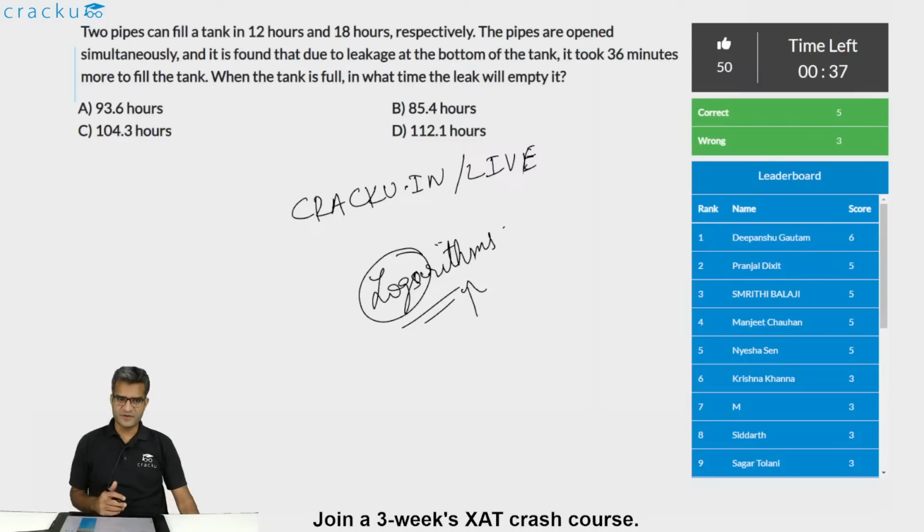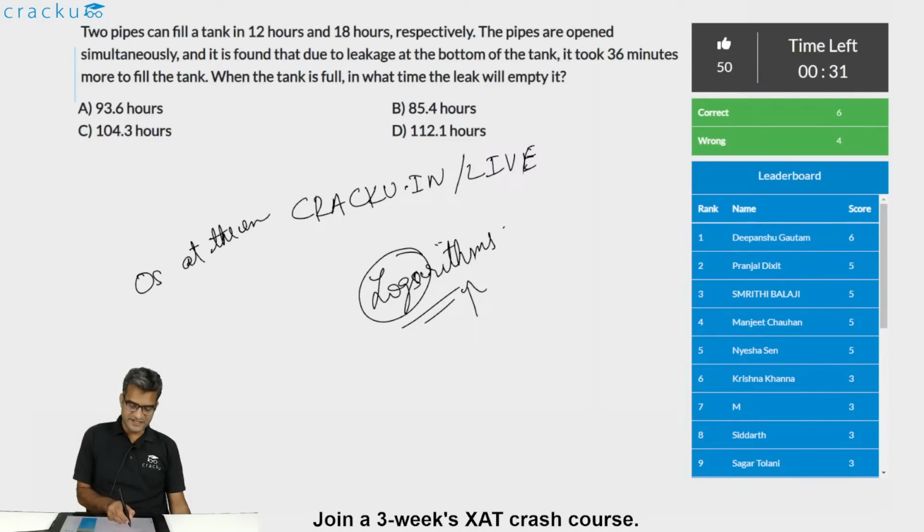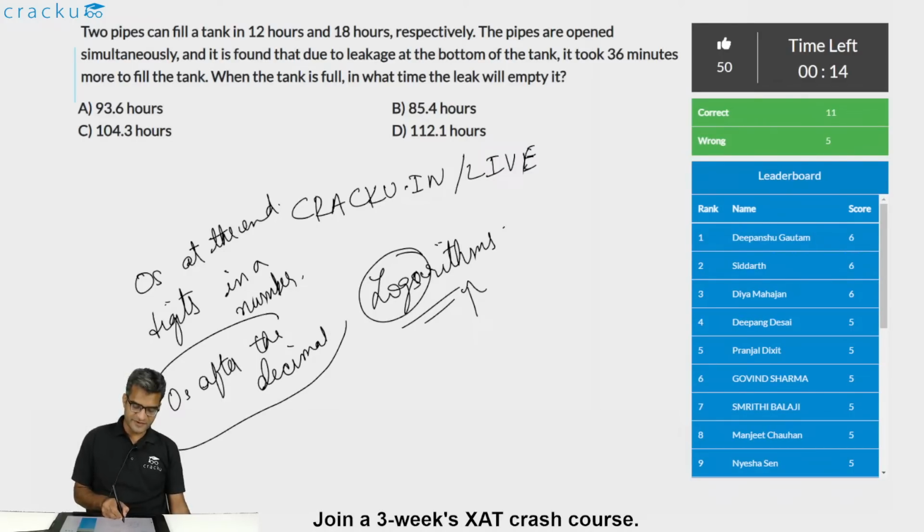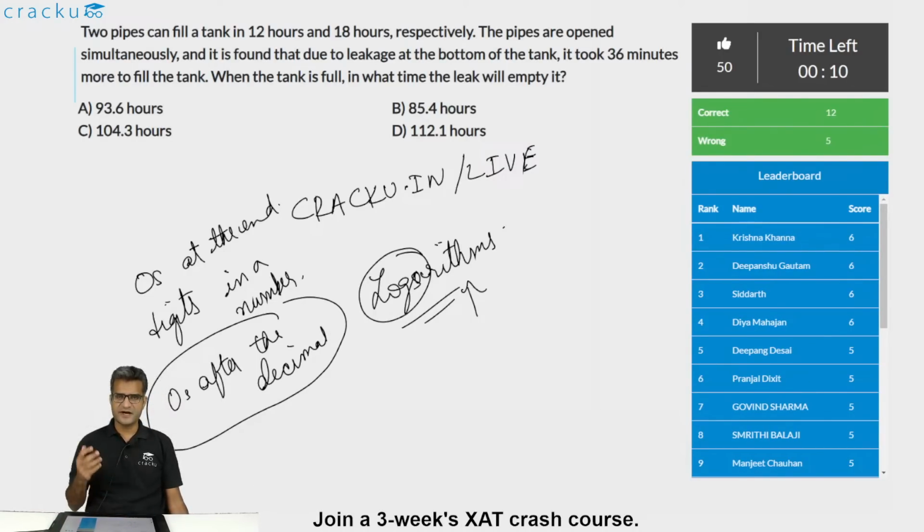Maybe some of the logarithm questions might be like how many zeros will be there at the end, how many digits will be there in a number, what is the number of zeros after the decimal before the first number. Those kinds of things might be asked, because otherwise I fail to see what will be the need of having a scientific calculator.